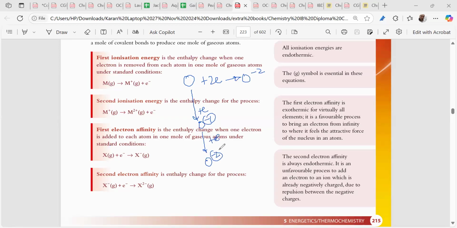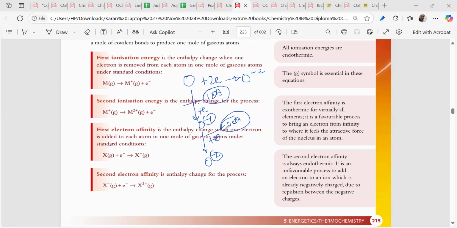So this is very important for us to know: when you're taking oxygen, it will be stepwise, adding of the electron. The first step is called the first electron affinity. The second step is called the second electron affinity. Understood this part? Fine. Now note down this important part.